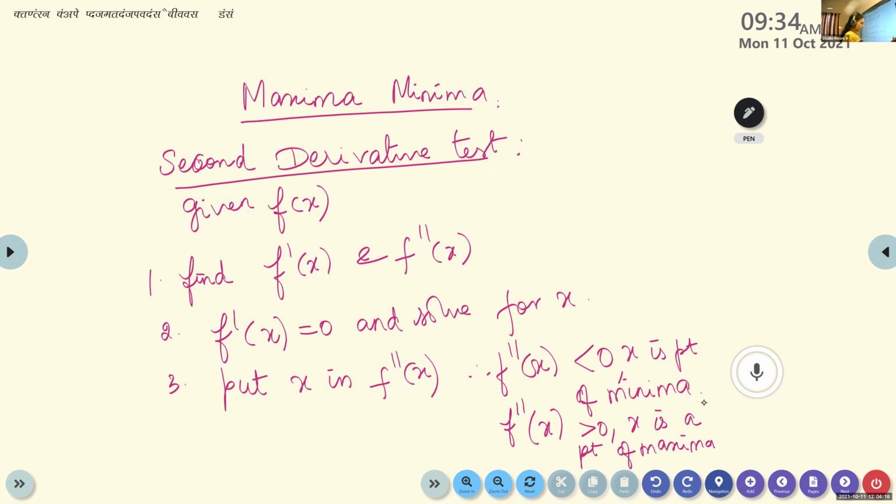Sorry, children, it is reversed. If it is less than 0, that is negative, it is a point of maxima. And if it is greater than 0, positive, x is a point of minima. We call this local maxima and local minima.